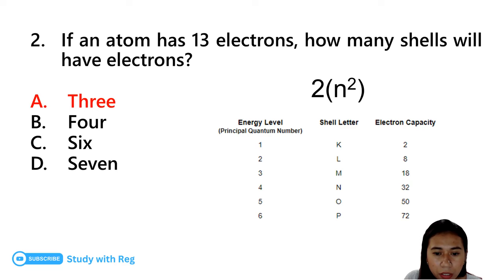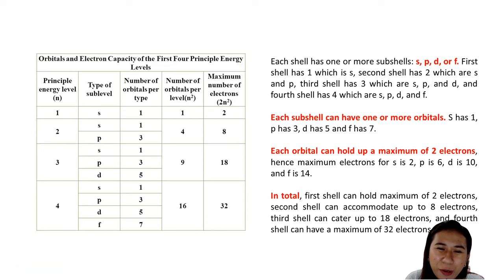Use this formula, memorize this formula, 2n squared. Number 3, meron pa pala, wait. Here, this is also important. So, almost the same lang naman na concept kanina.